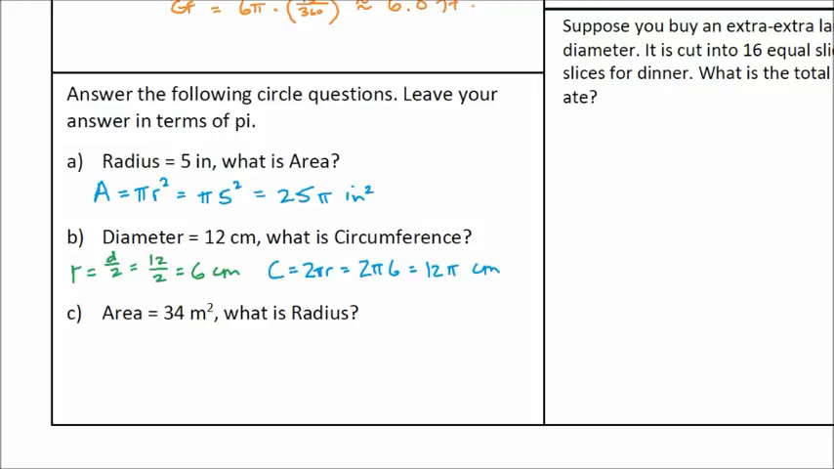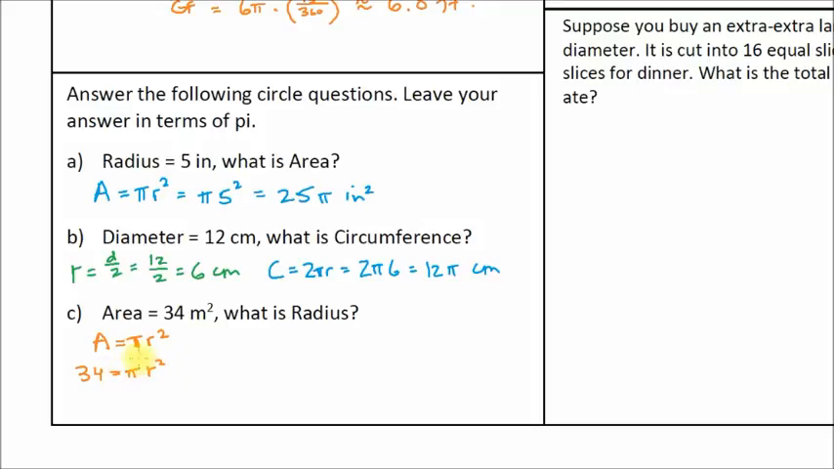There's the next one. Letter C is the more complicated one, but it's not that big of a problem. It just requires Algebra 1 skills. What if they tell you the area and ask you to find the radius? Not a problem at all. The formula for area is pi r squared, and instead of giving you the radius, they give you the area. So we can go ahead and write 34 equals pi r squared.